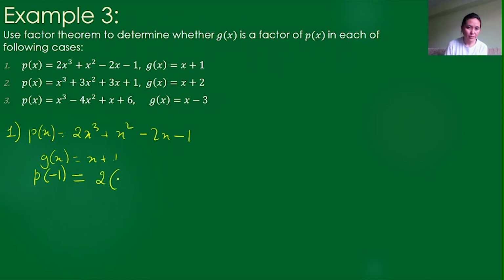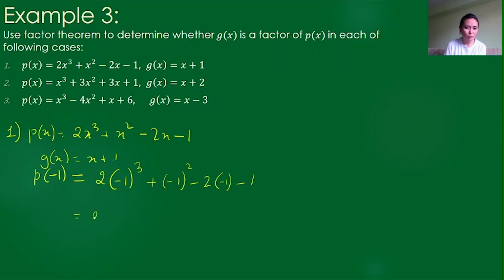Since here it is plus, we have to take x equal to minus 1. We have to find that, which is 2 times minus 1 raised to the power 3, plus minus 1 raised to the power 2, minus 2 times minus 1, minus 1.